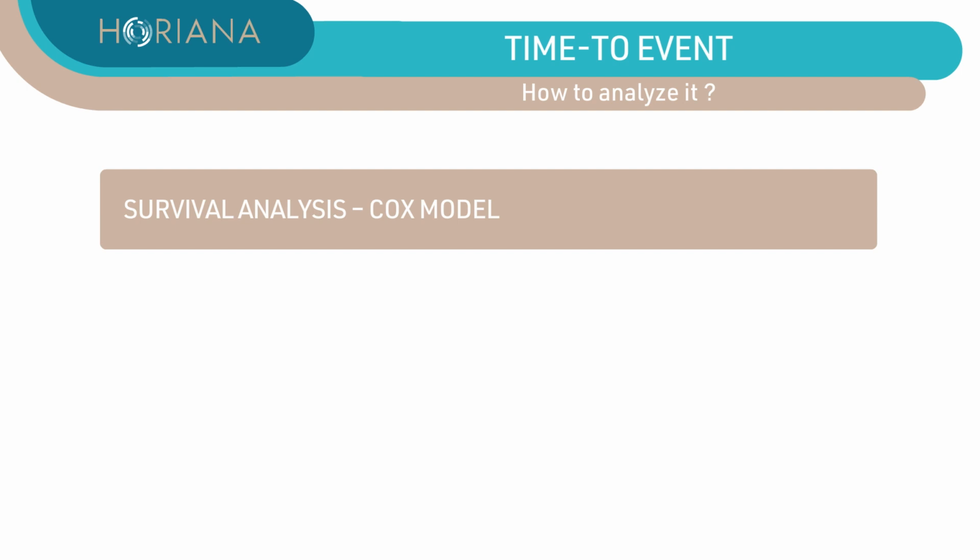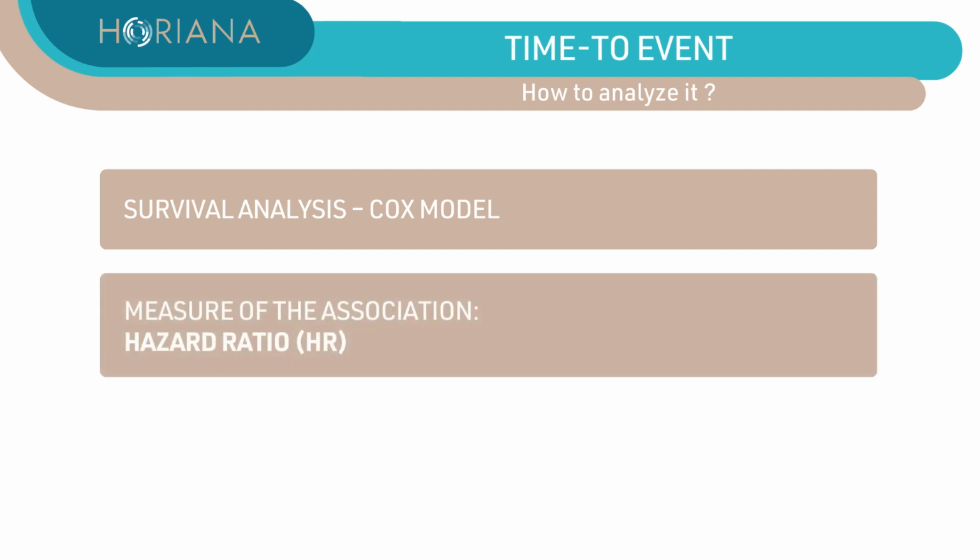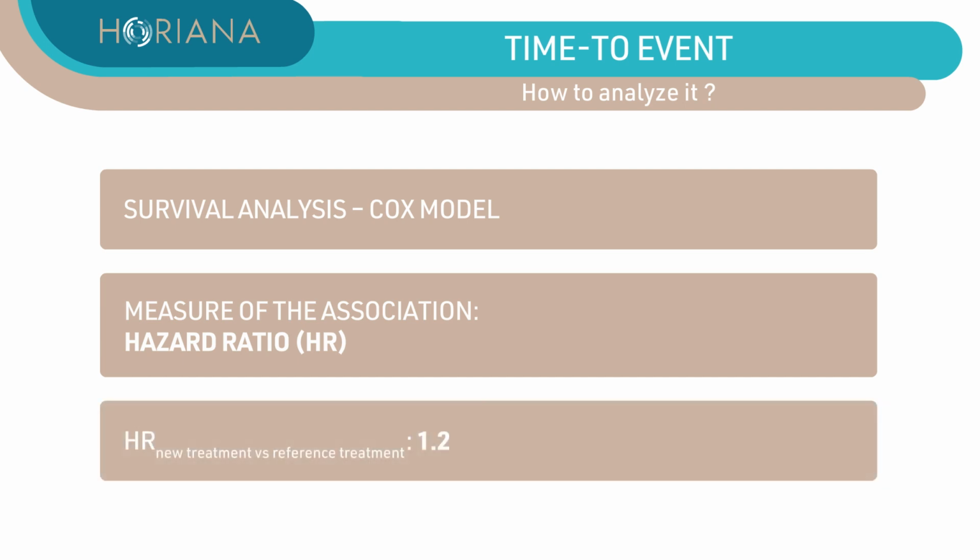The Cox model estimates the strength of the association between exposure and the instantaneous risk of an event by the hazard ratio, sometimes called relative risk in French, taking into account the fact that not all patients are followed for the same time. In our example, the estimated hazard ratio is 1.2.